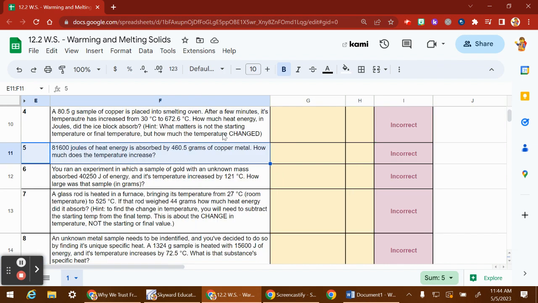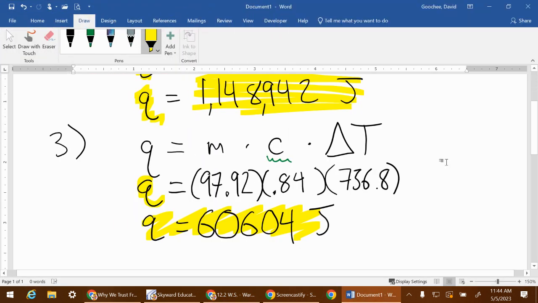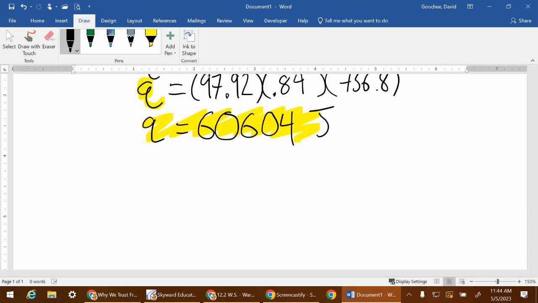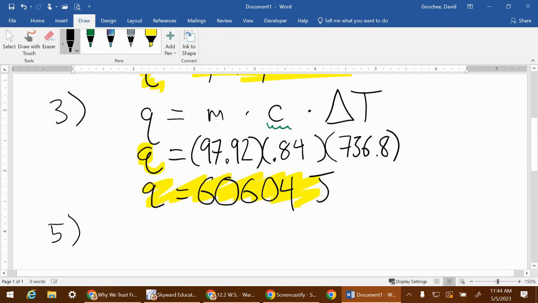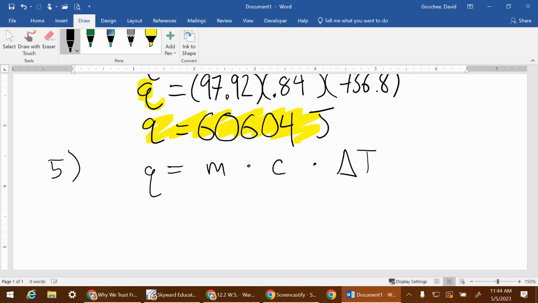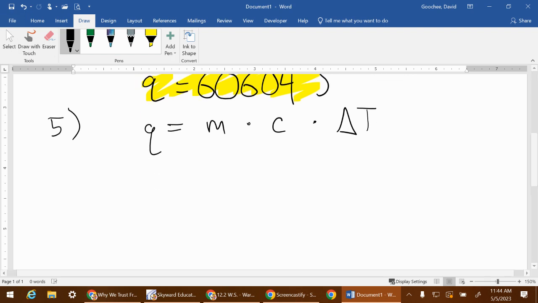Let's jump right in. Okay, problem number 5. 81,600 joules of heat energy is absorbed by 460.5 grams of copper metal. How much does the temperature increase? So let's get to it. Now, this is going to start the same way as you do any algebra problem, and that is we're going to start by writing down the equation. The energy absorbed is equal to the mass of the substance times its specific heat times its change in temperature. So let's plug in what we can from this problem.